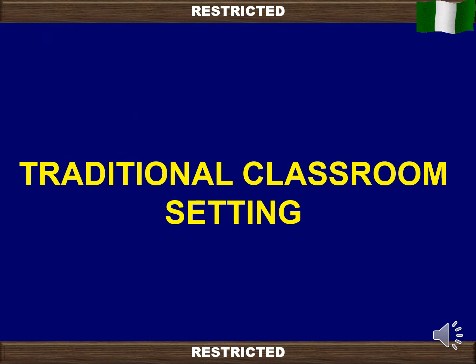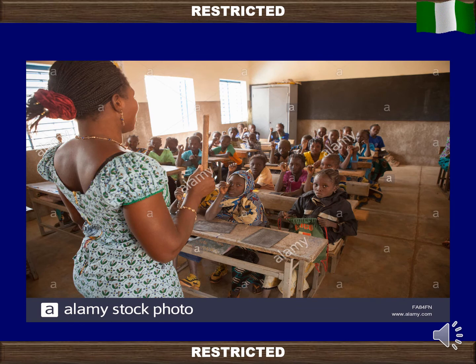Traditional classroom setting. Traditional classroom is known as teacher centered, where students are passive receptors of knowledge. Examples of traditional classroom settings are shown on the screen. This is a traditional way of teaching, which has been in existence for a long time. Myself, I was a beneficiary of the traditional method of teaching.